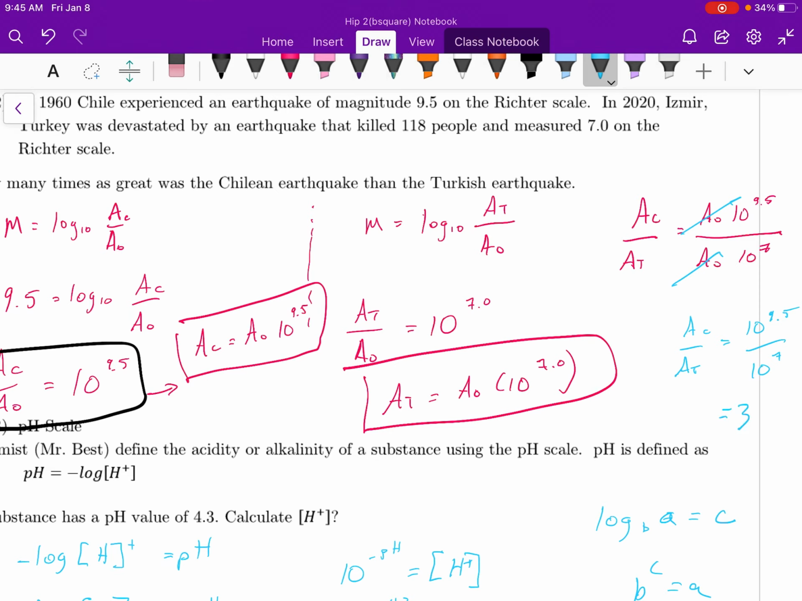So going from what my answer is, 316. Isn't that weird? The Chilean earthquake was 316 times more powerful than the Turkish earthquake. And yet, the Richter scale was 7, and then it went up to 9.5. So we only went up 2.5, but really, the amount of energy was 316 times greater.